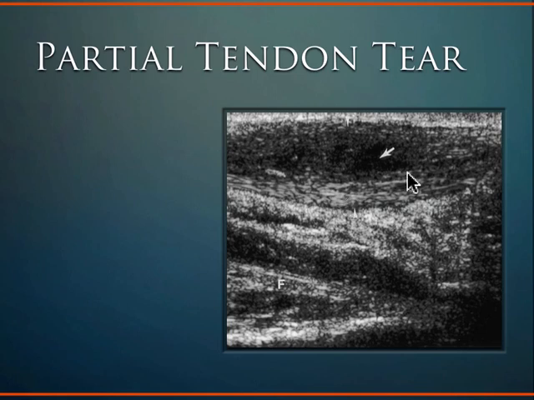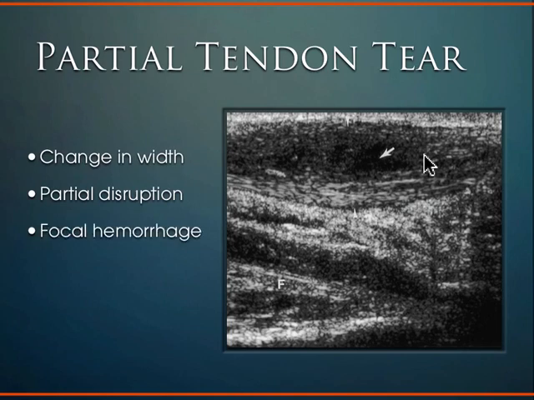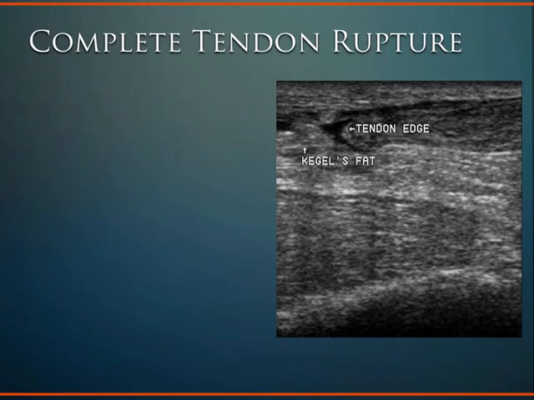It's a little grainy, but this is the normal tendon fibular hyperechoic pattern through here, and then more superficial is this localized hematoma, disruption in the tissue architecture, and distension of the tissue with that localized hematoma. So that's that partial disruption with focal hemorrhaging.